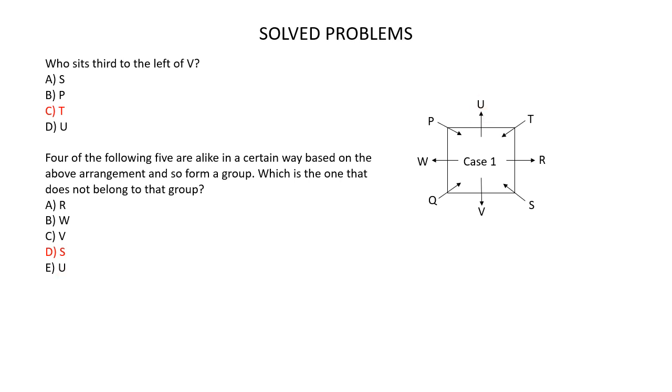So clearly R, W, V and U sit at the sides of the square table facing outside and they form a group, whereas S sits at one of the corners facing inside. So S is the odd one out here. So the correct answer is option D, S.